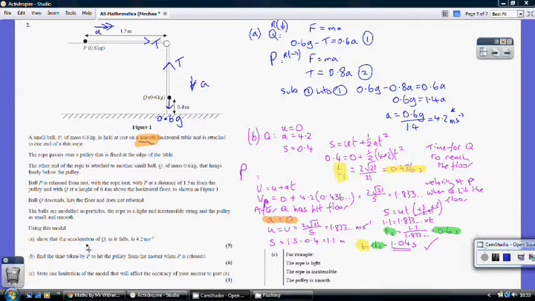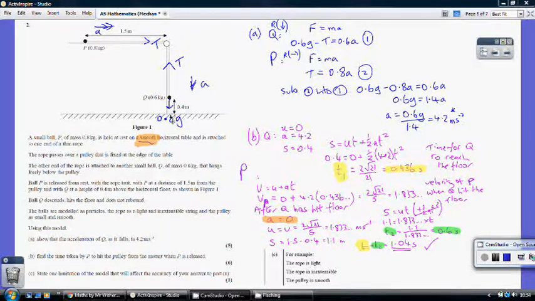Now, part B, find the time taken by P to hit the pulley from the instant when P is released. So when will P hit the pulley? Now, you've got to think what's going on here. There's really two parts to P's journey. We've got the part of the journey where it continues to accelerate and is just being pulled along really by Q. So it's going to accelerate all the period of time until Q hits the ground. So it's going to have a period of acceleration.